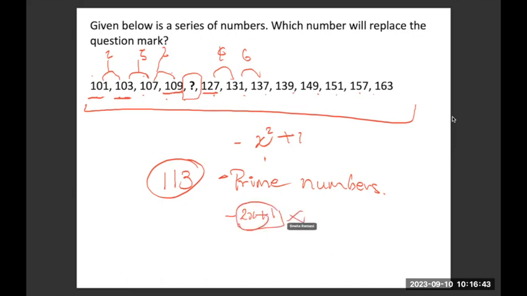This is not possible because the difference is coming very weird. This is quite a possibility, but it didn't go through. The last option in this case was a prime, and that came out to be the correct one.